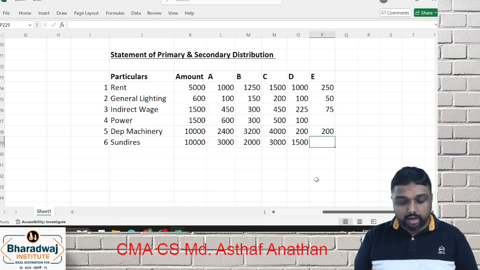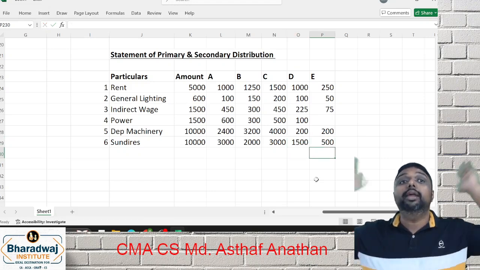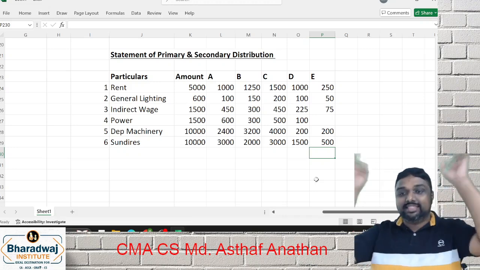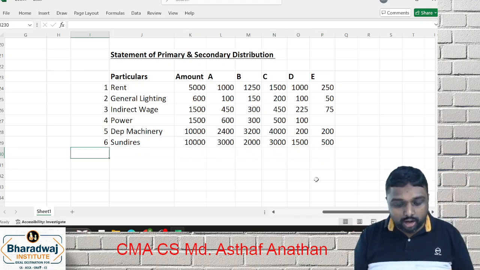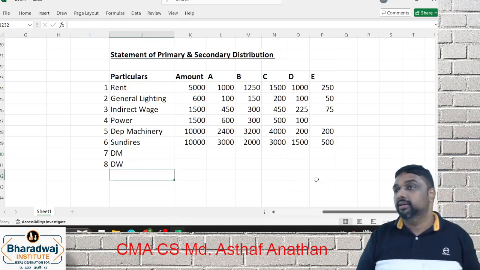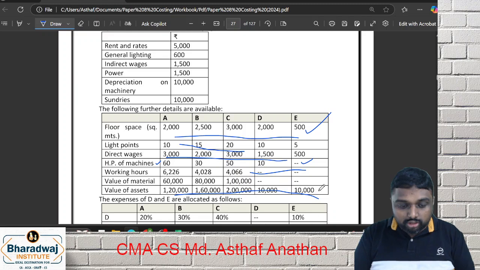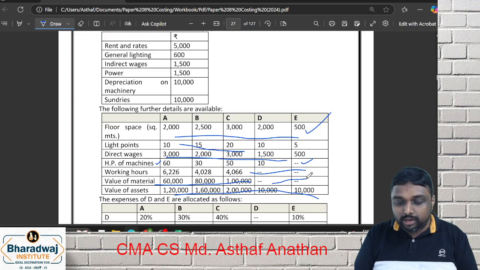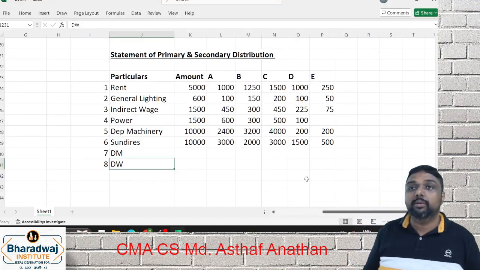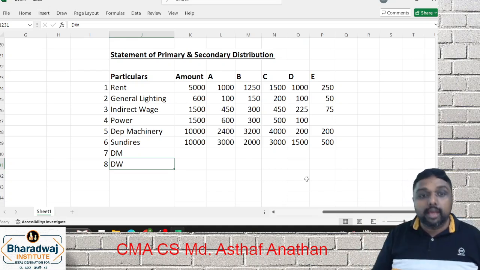Now I am going to take a very big point. If it is a secondary distribution, you want to take two more new items, material and wage. This you can take either in the beginning or the end. Here for material, you have to check whether it is there in this question or not. If yes, you have to take that item, but there is no value in D and E. You have to take only service departments. Why do we take only service departments? Because only for service departments are we going to do the reapportionment.